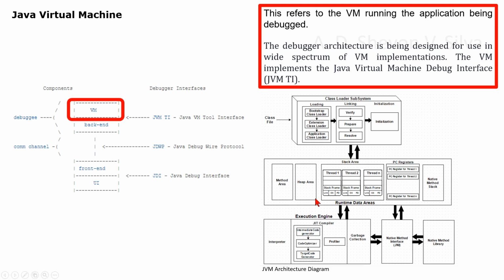Method area, heap area, stack area, PC registers and native method stacks are inside runtime data areas. A number of threads are inside the stack area. Each thread has a stack frame: LVA, local variable array, operand stack and frame data.